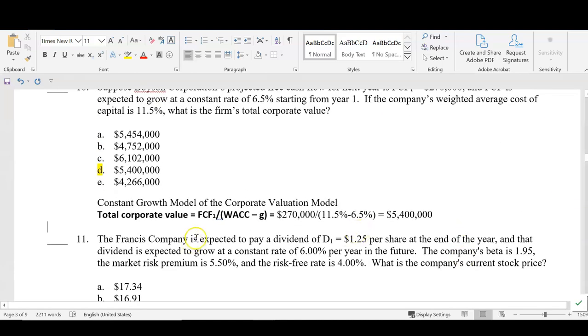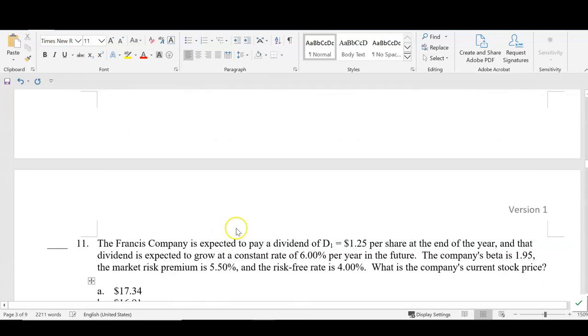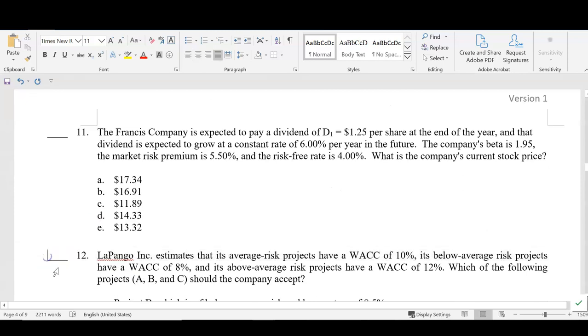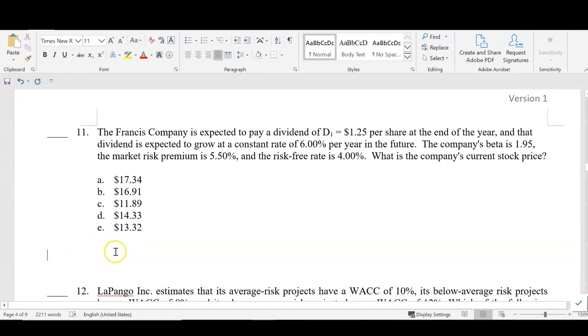Question 11. Let me make it on the next page so it's easier for us to look at. This firm is expected to pay a dividend of D1 1.25 at the end of the year, and that dividend is growing at a constant rate of 6% per year. Beta 1.95, market risk premium 5.5, risk-free rate 4%. What is the current stock price?